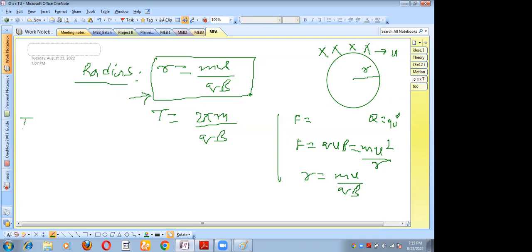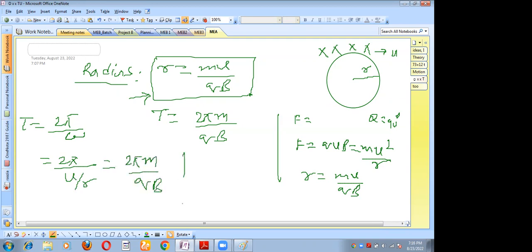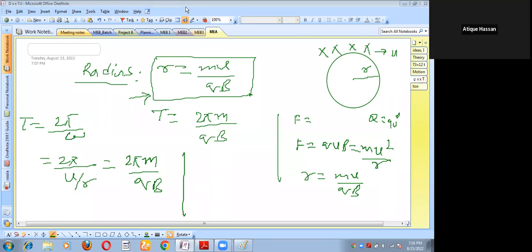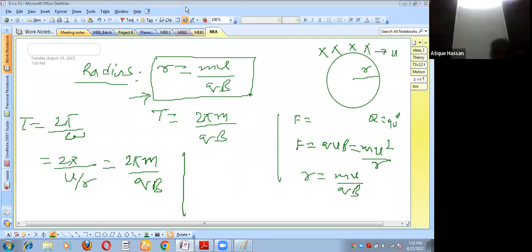And time period is given by T is equal to 2 pi by omega. What is omega? Omega is v by r. So from here, we will get time period as 2 pi m by qB. Right, so this is a formula we have to remember. It must be in our head. These formulas will be directly used. So this is the formula for time period. Then we can calculate frequency.